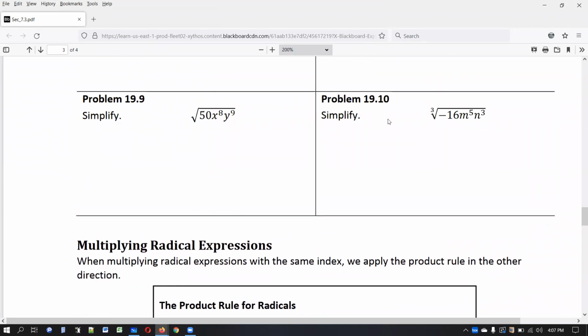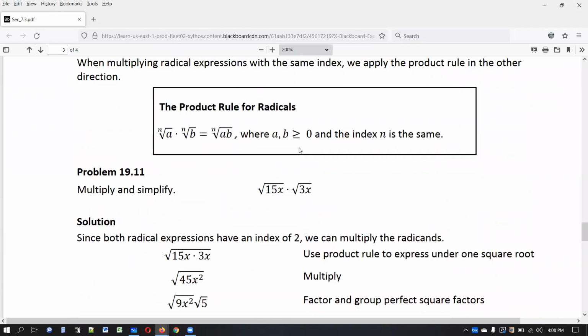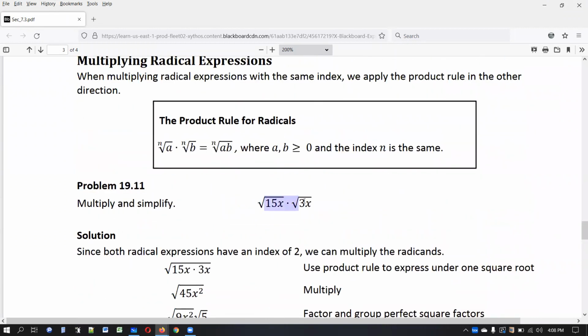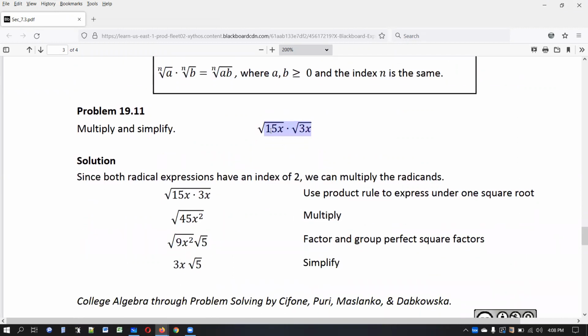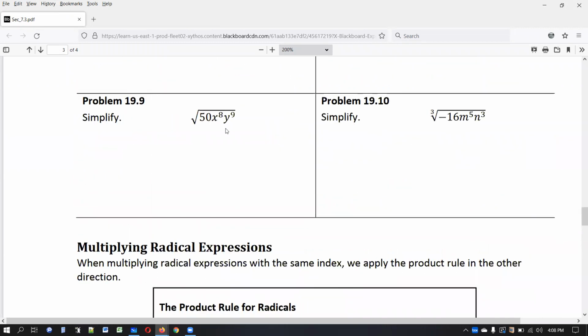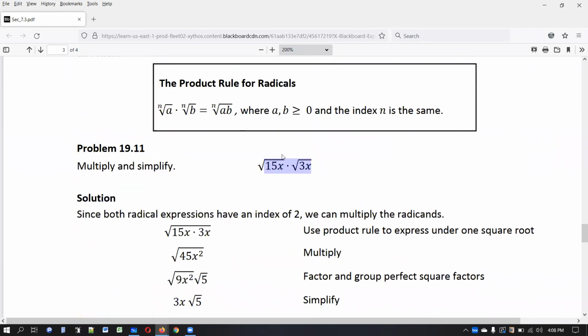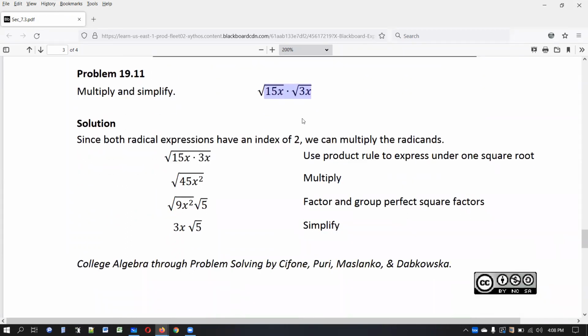19.9 and 19.10. Okay, now in the event you have a multiplication, I will do one problem on multiplying radical expressions because it's the exact same process as you do this, but before you do anything, you will multiply these two into a single radical. So look what they're doing over here.